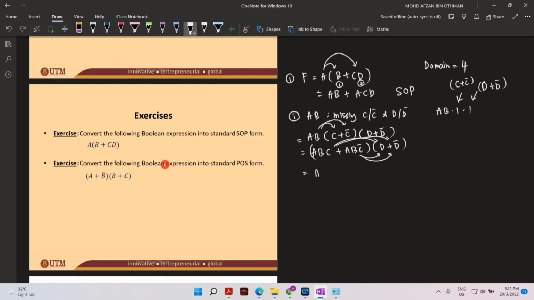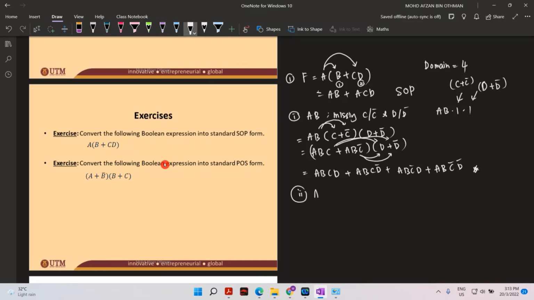Okay, kamu akan dapat ABCD tambah ABCD bar tambah ABC bar D tambah ABC bar D bar. Okay, so cukup. Okay, so this is nombor 1. And then we find out the nombor yang kedua.